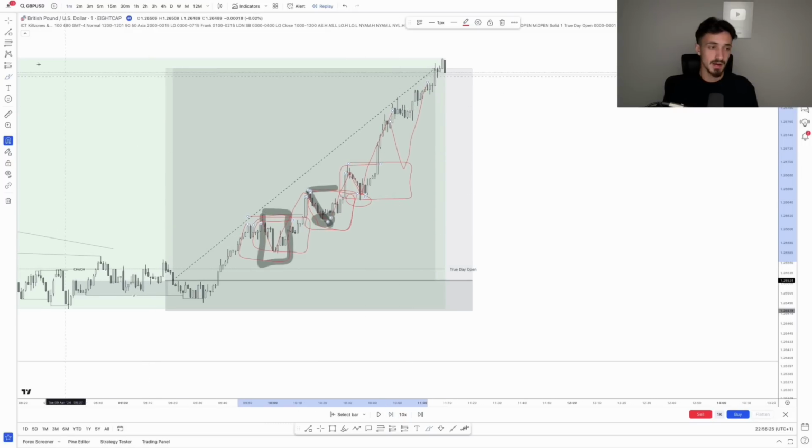And there you have it, full take profit for a 1 to 7 risk to reward.